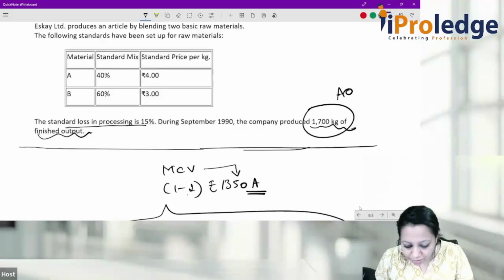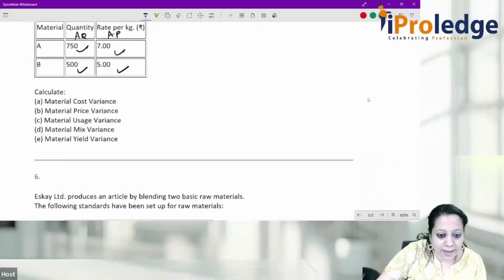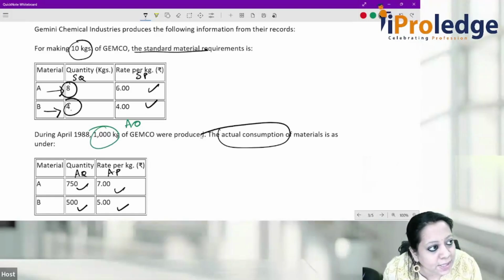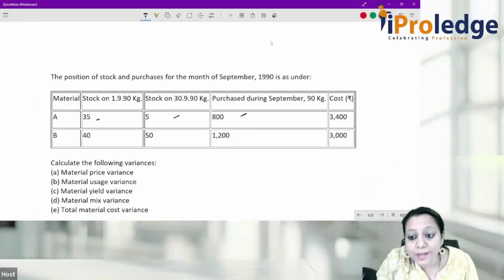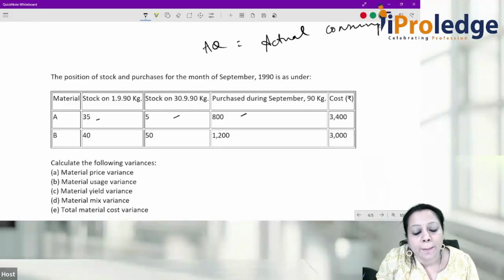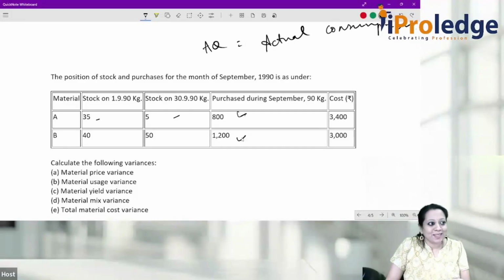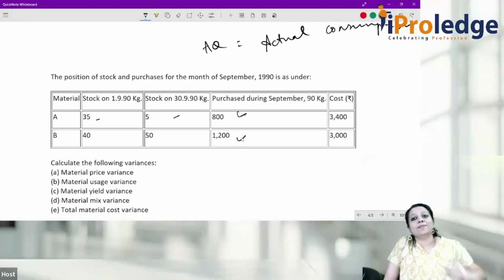Now, I want you to look into the previous question. Actual quantity we took, no. We took the actual consumption, isn't it, students? Here also we should take actual consumption. Actual quantity means what? Actual consumption. Because they have given, this is purchased. Purchase is not consumption. So you all know from budget also we have learned multiple times how to do consumption. Opening plus purchase minus closing.